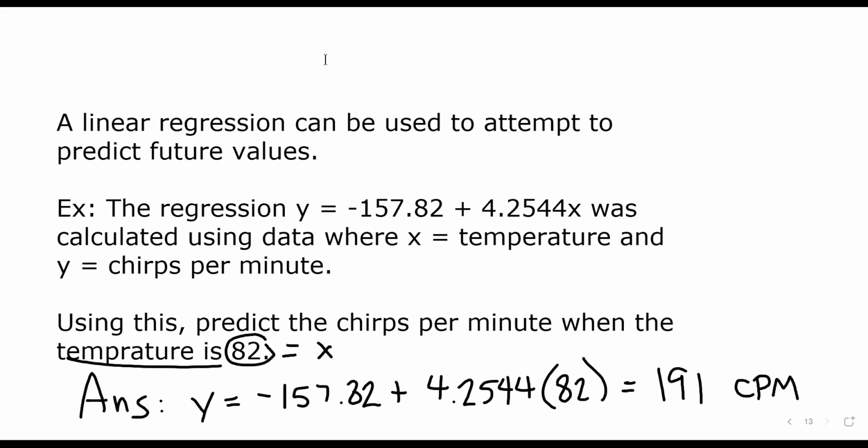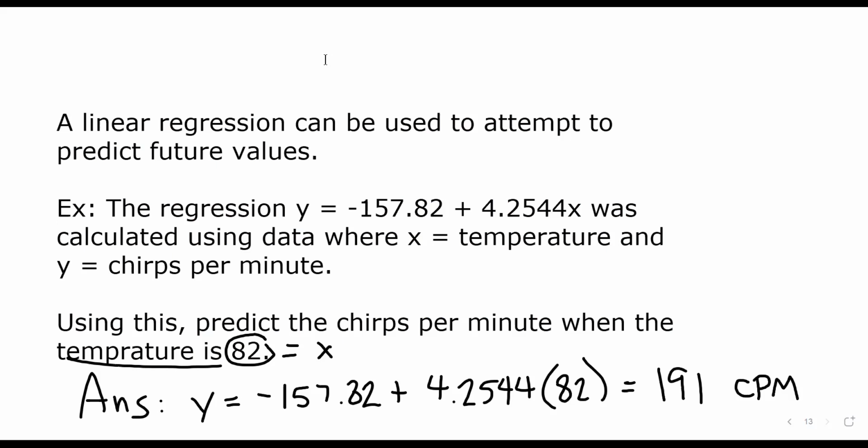All right, so we can kind of predict, hey, when it's 82, I predicted these crickets are going to chirp 191 times per minute. Now, is it guaranteed that's going to happen? Of course not, because that line did not perfectly hit all those dots, but it was close. So if it's a good model, then we would expect something around 191 chirps per minute. But it also works backwards. What would I mean by working backwards in this setting?